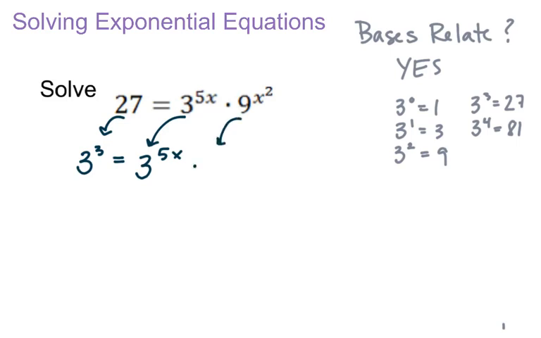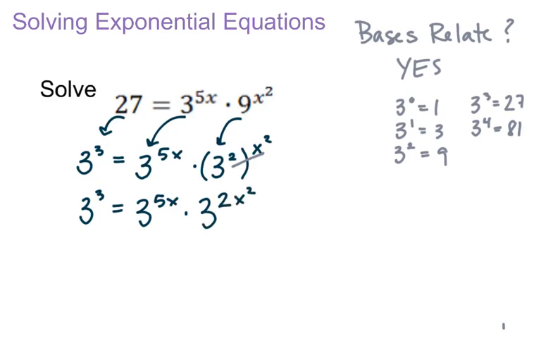And my 9 becomes 3 squared. But what we want to pay attention to is that 3 squared is still raised to an x to the 1/2 power. So, x to the 1/2 power times 2, power to a power we multiply. That gives me 3 cubed equals 3 to the 5x times 3 to the 2x squared.